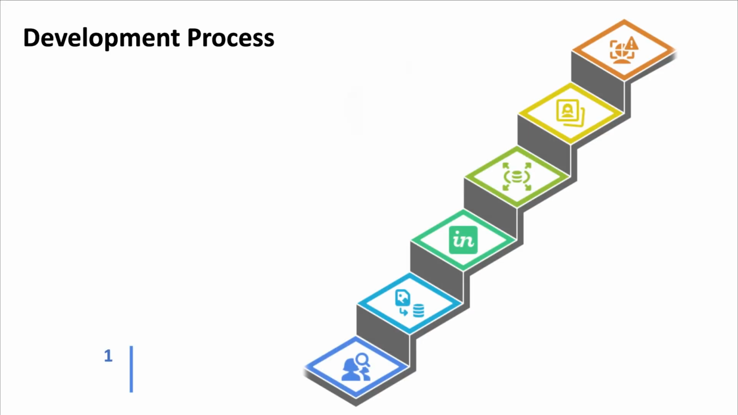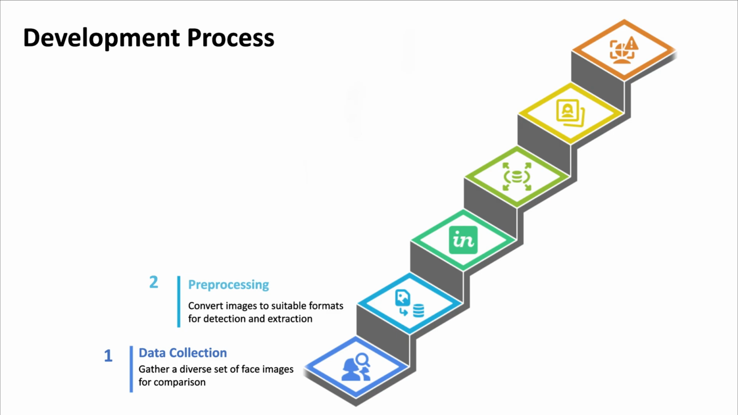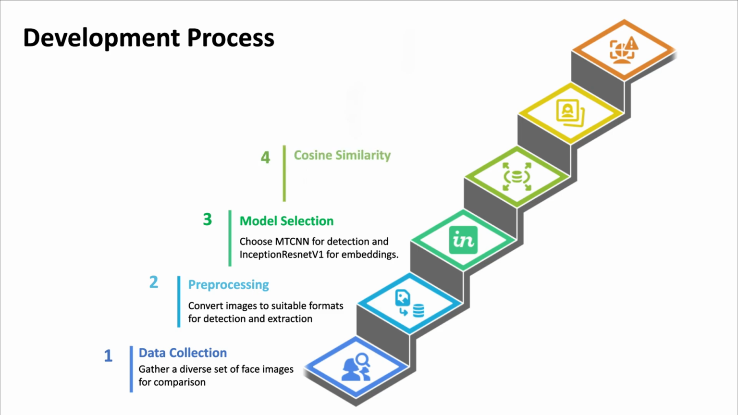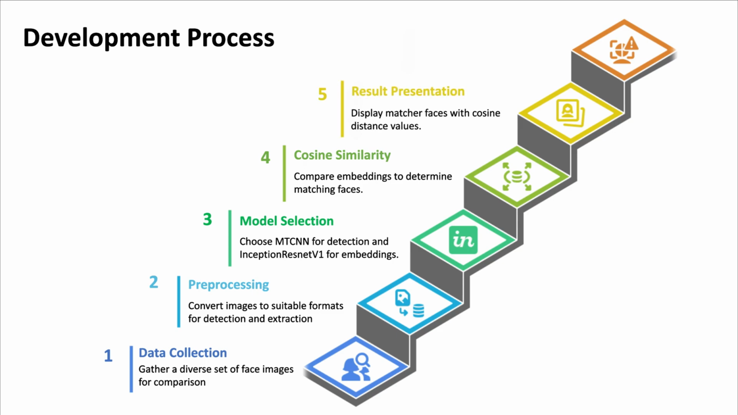First, step 1. Data collection. Gather a diverse set of face images for comparison. Step 2. Pre-processing. Convert images to suitable formats for detection and extraction. Step 3. Model selection. Choose MTCNN for detection and Inception ResNet V1 for embeddings. Step 4. Cosine similarity. Compare embeddings to determine matching faces. Step 5. Result presentation. Display matched faces with cosine distance values.